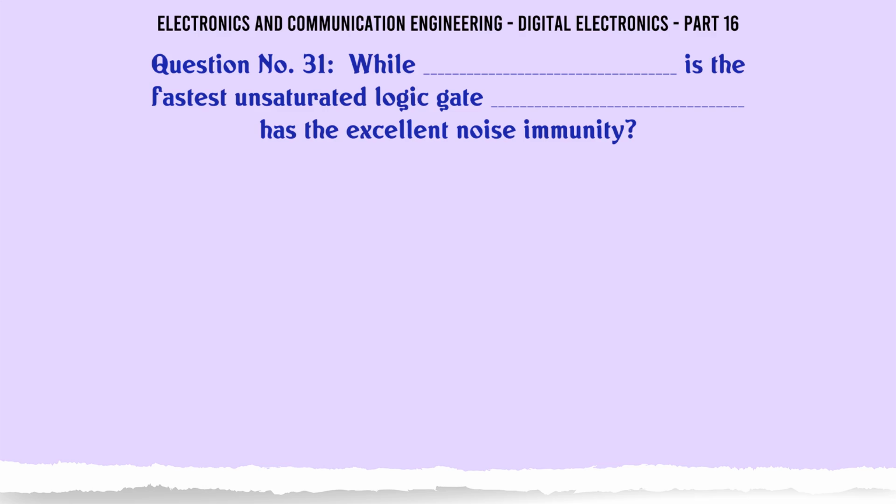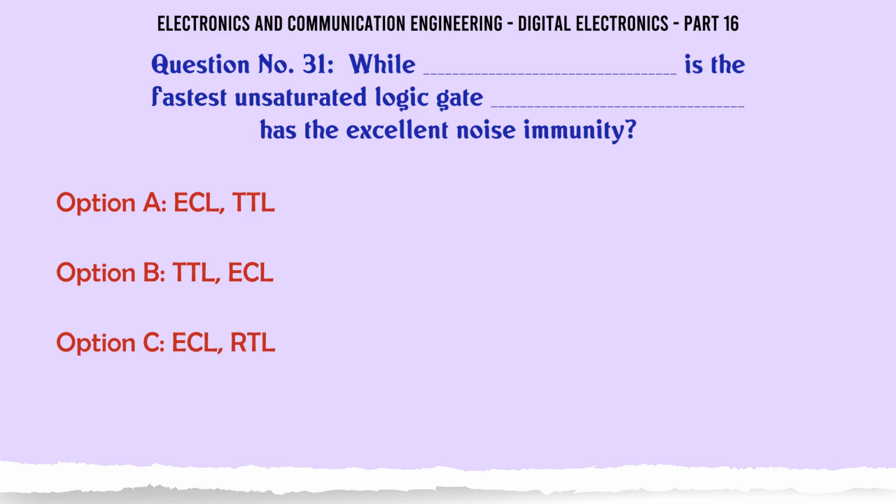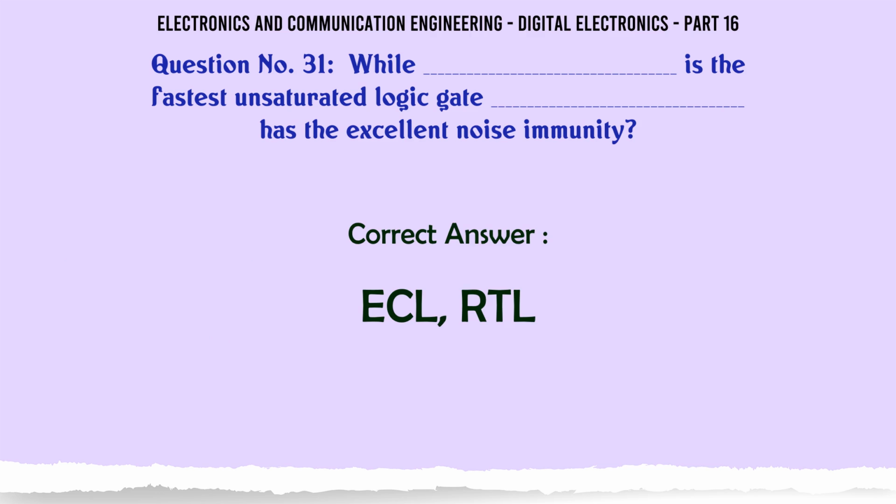Which is the fastest unsaturated logic gate that has excellent noise immunity? A. ECL, TTL. B. TTL, ECL. C. ECL, RTL. D. RTL, DTL. The correct answer is ECL, RTL.